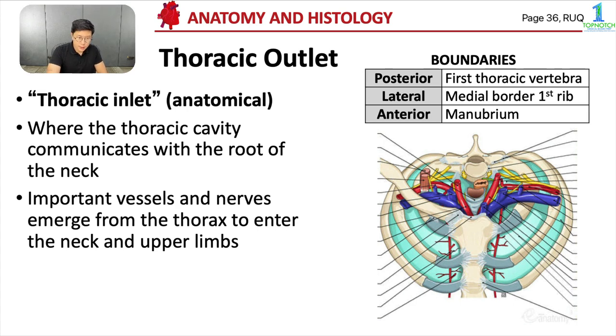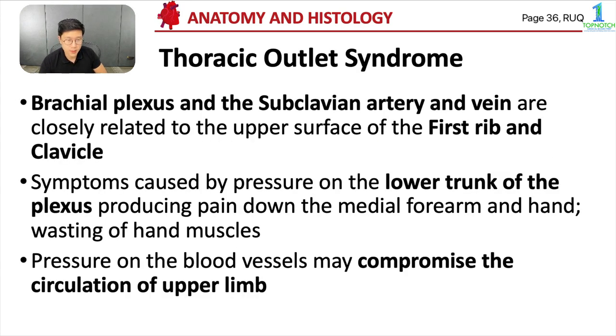So the thoracic outlet, also called your anatomical thoracic inlet, is where the thoracic cavity communicates with the root of the neck. So yung boundaries niya is the first thoracic vertebra, so T1, and then the medial border of the first rib, and then the manubrium anteriorly. It is where important vessels and nerves emerge from the thorax to enter the neck and upper limb. So nakita natin lahat yung mga subclavian artery and vein, yung mga nerves. They exit the thorax to enter the neck and upper limbs.